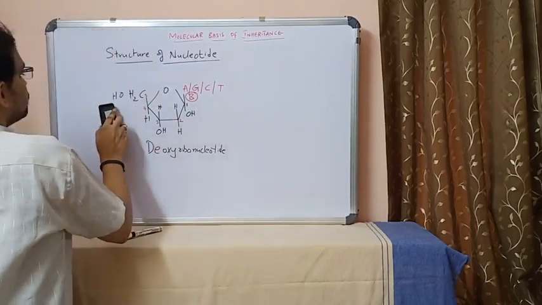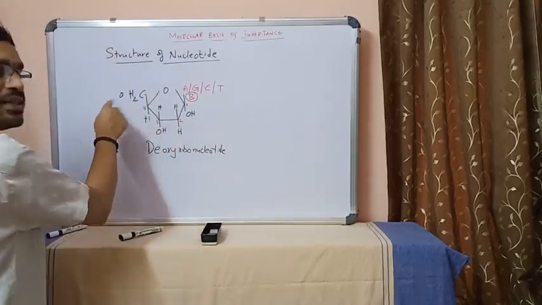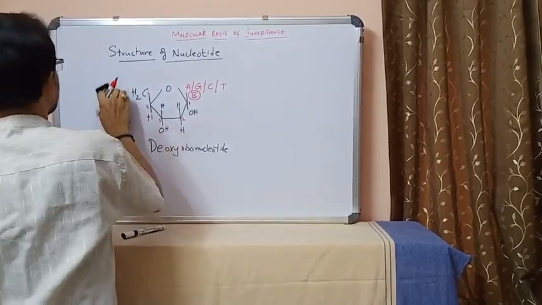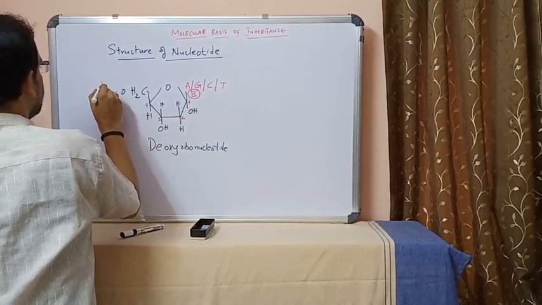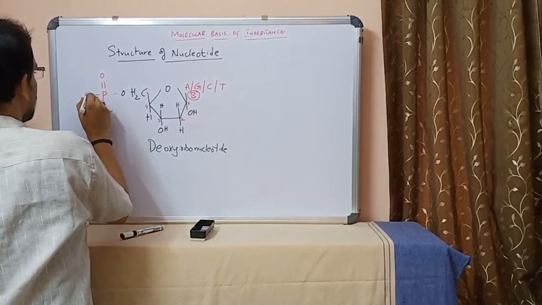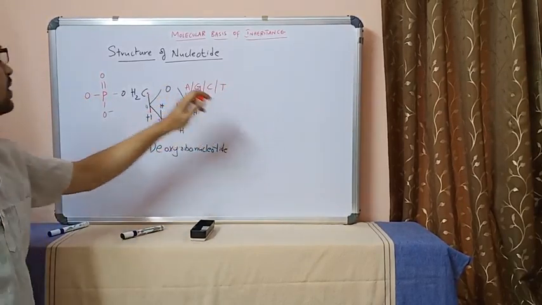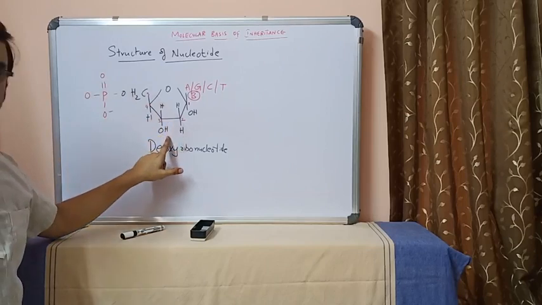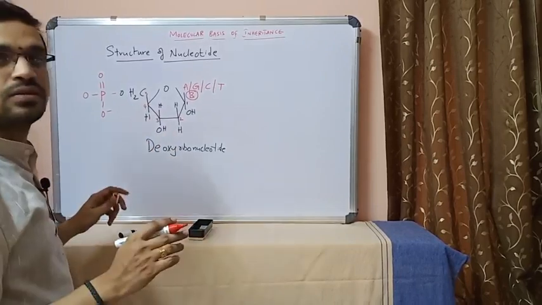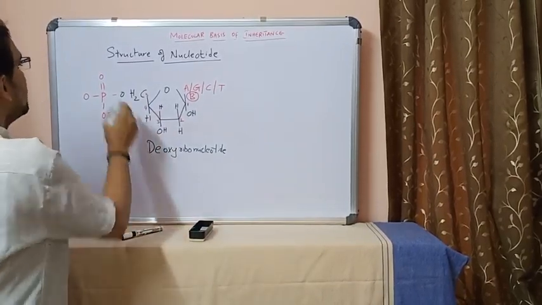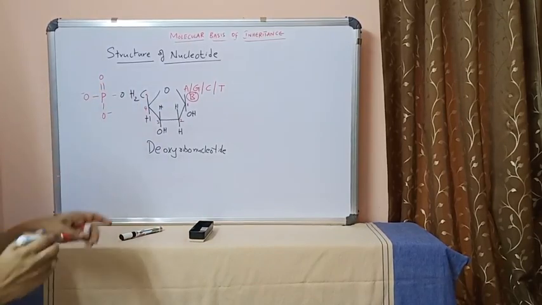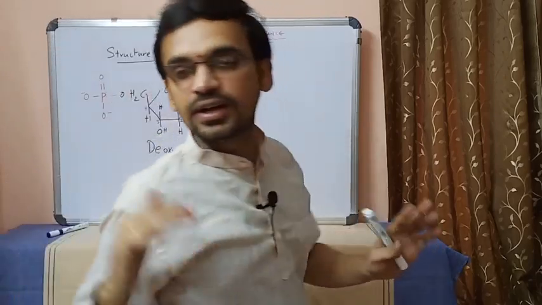So phosphate. Here CH2OH is there; now the hydrogen is replaced by phosphate here. So this is the base, this is the phosphate, this is the sugar. So this is the structure of deoxyribonucleotide. Here the valency of oxygen is 2. So this is the structure of deoxyribonucleotide.